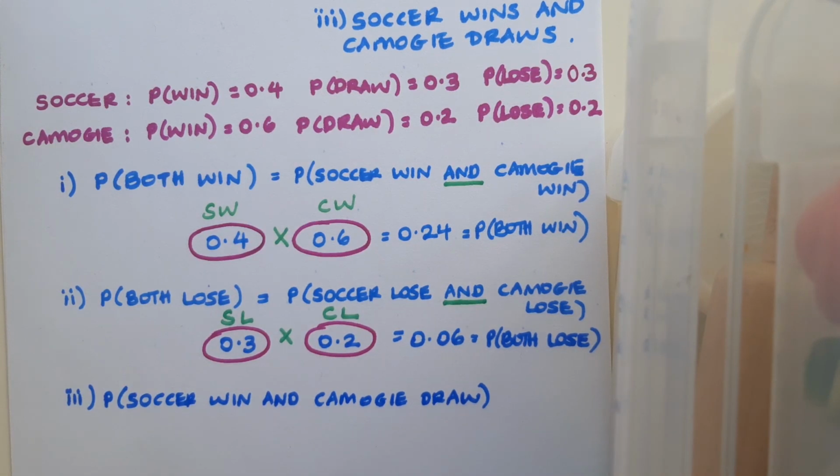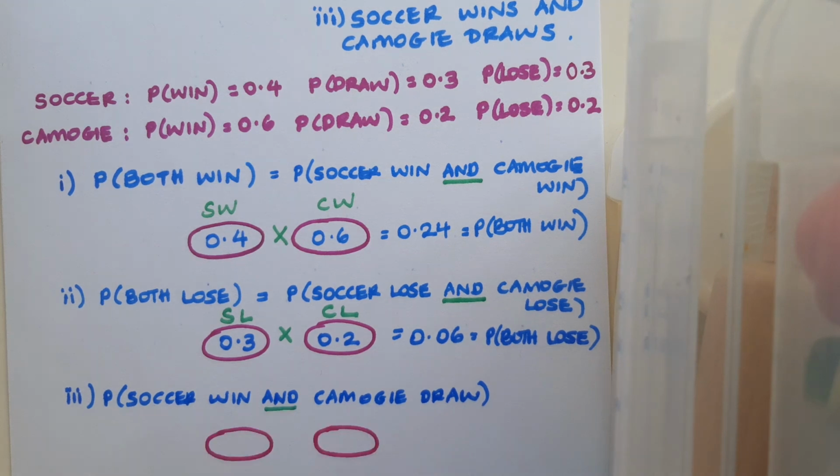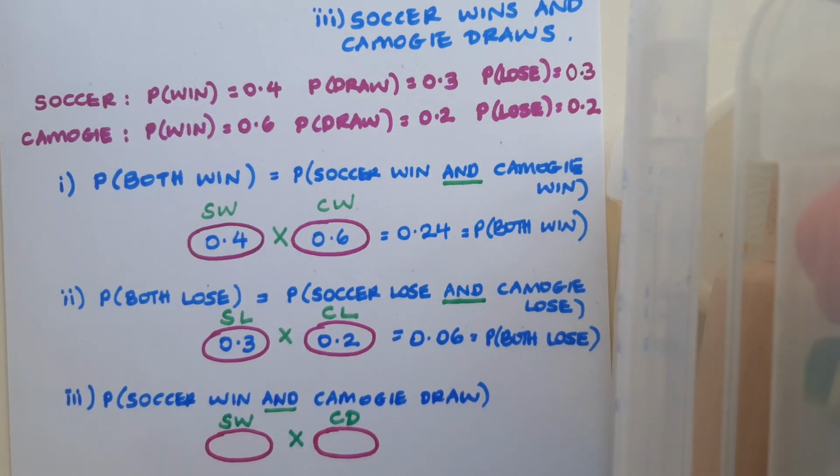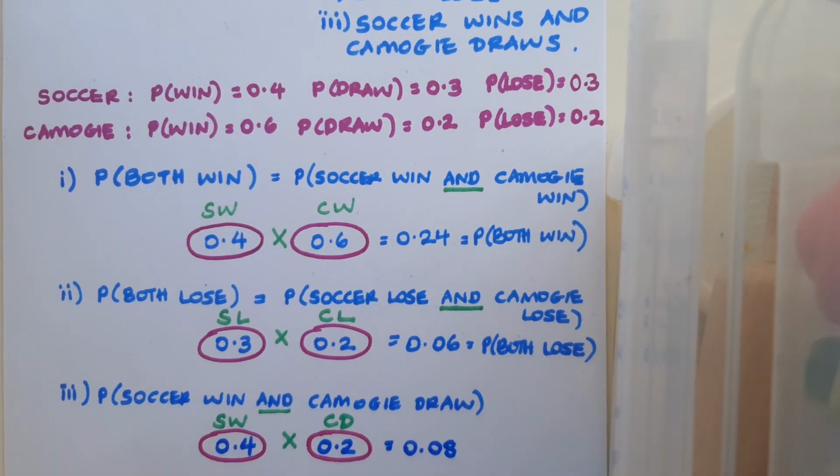Finally, we want to find the probability that soccer win and camogie draw. So I'll call them SW for soccer win and CD for camogie draw. The and means I know I must multiply. A win in soccer has a chance of 0.4. A draw in camogie has a chance of 0.2. And so the result for part 3 is 0.08.